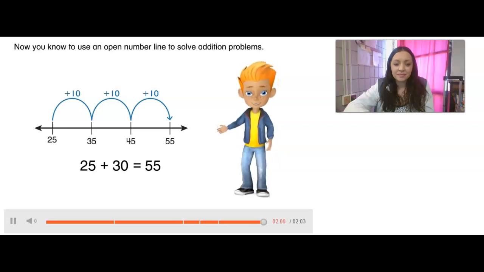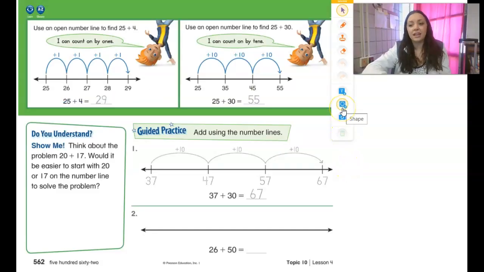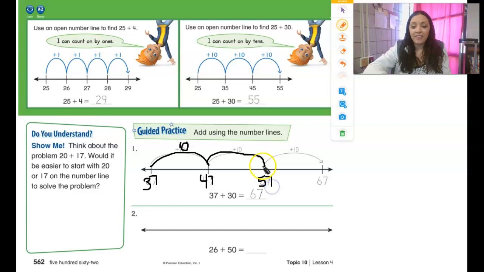I like using open number line. All right, so we're going to practice that a little bit because this is something that's kind of new, okay? So on the first one, they say guided practice. They kind of showed us. They had 37 plus 30, so they started at 37, and then they chose to hop by tens. So if I add 10 to 37, put the 10 on the top, then I have 47, very good. If I add 10 to 47, then I have 57. If I add 10 to 57, then I end up with 67.